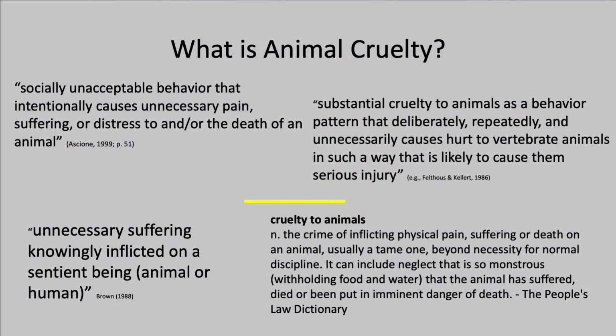So we'll go to the one on the right here, cruelty to animals. This is the current definition in the People's Law Dictionary. It's the crime of inflicting physical pain, suffering, or death on an animal, usually a tame one, beyond necessity for normal discipline. It can include neglect that is so monstrous, withholding food or water, that the animal has suffered, died, or been put in imminent danger of death. So think on this one for just a second.